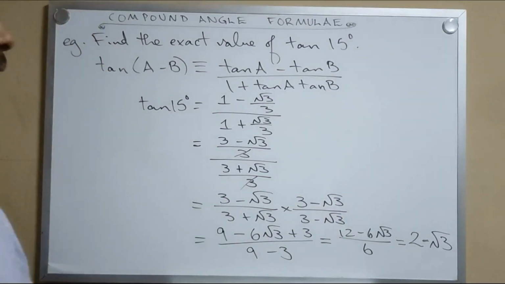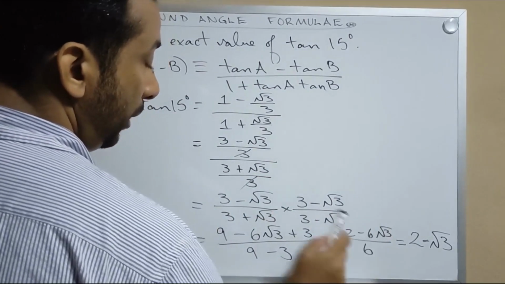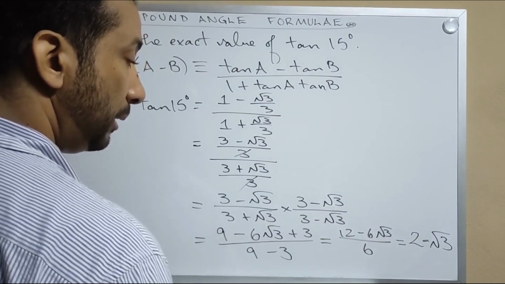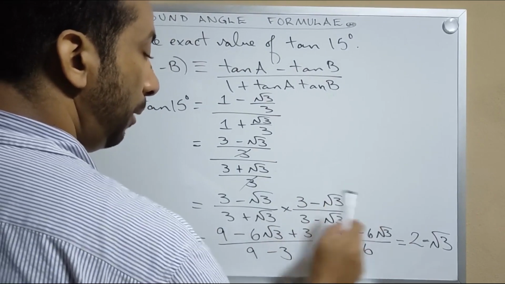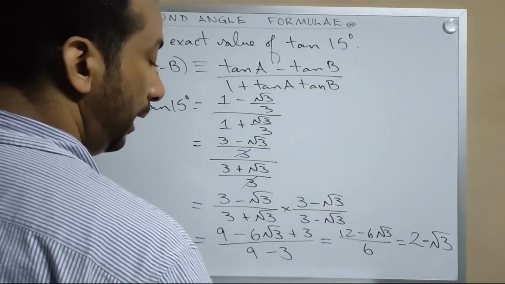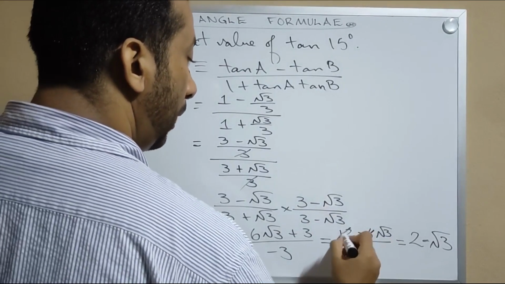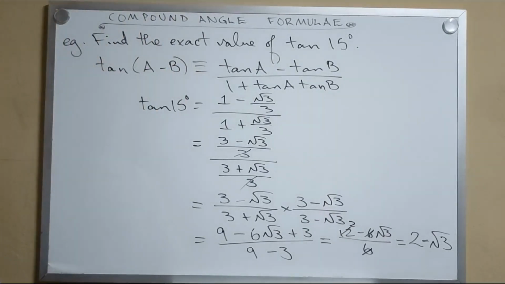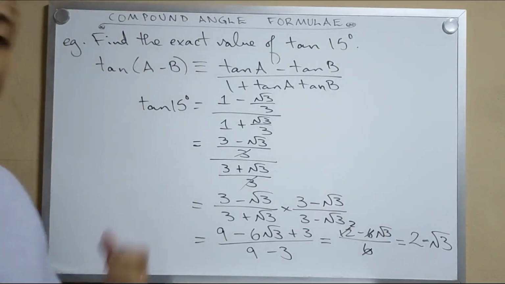So here, when I look at the numerator and the denominator, I notice that both of these terms are divisible by 6. So if I divide both of them by 6, 6 goes into 12 2 times, and the 6's here cancel. So I'm left with 2 minus root 3, and that's the answer. Let's get into another more challenging example.